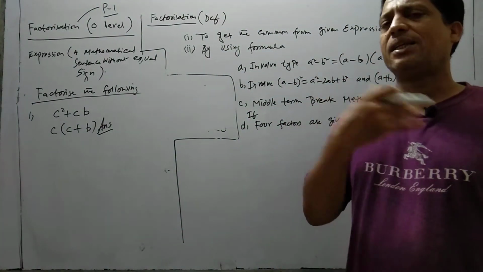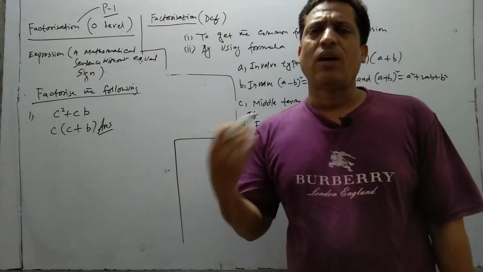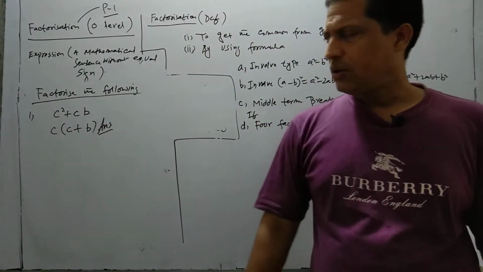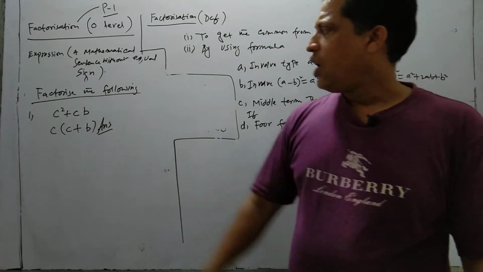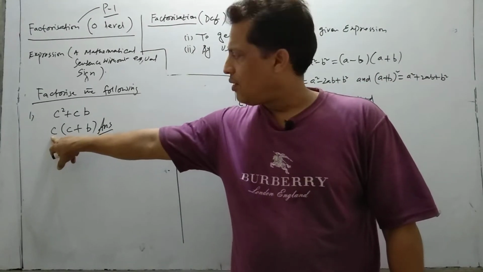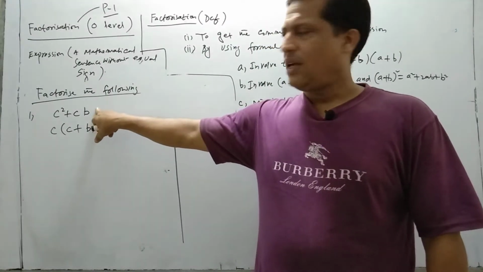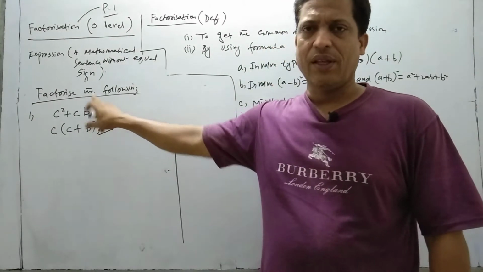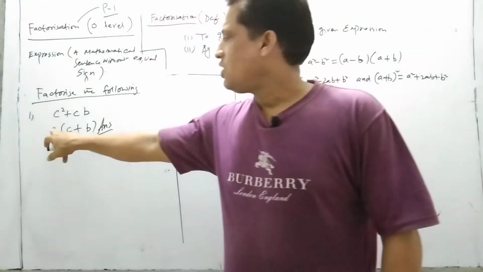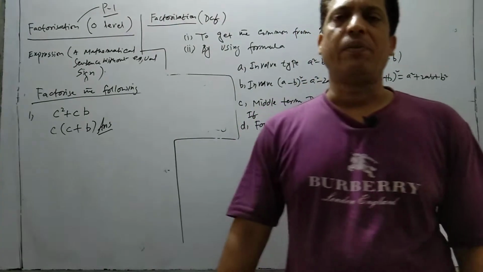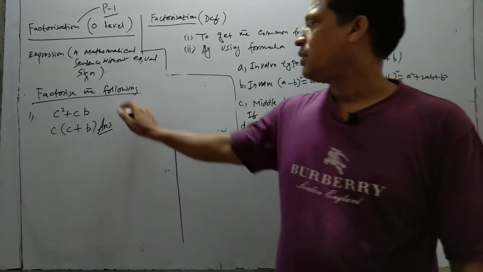But student, let's suppose you have some doubt whether you did this correct or wrong. It's very easy to check. If you multiply this c by this whole bracket, and if you get this c square plus cb the same, then your answer is right. For example, check c into c, c square, c into b, cb. It means your answer is 100% correct.